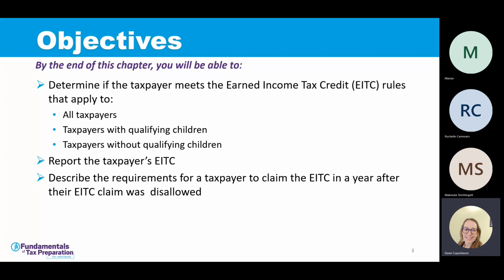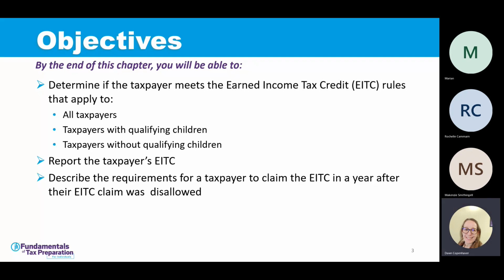So by the end of this chapter, you'll be able to tell if the taxpayer meets the earned income credit rules that apply to all taxpayers, taxpayers with children, and taxpayers without children. You'll know where and how to report the taxpayer's earned income tax credit, and you'll be able to describe the rules for a taxpayer who was denied or disallowed the earned income tax credit in a prior year but wants to claim it this year.